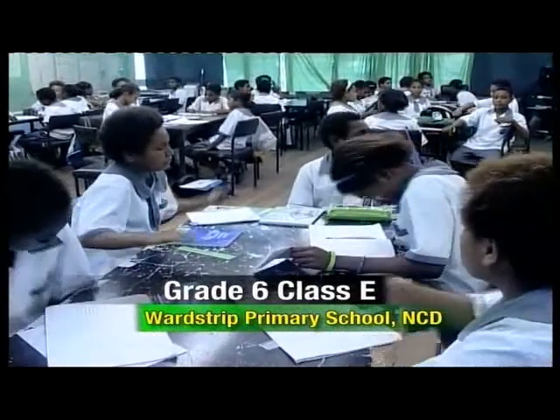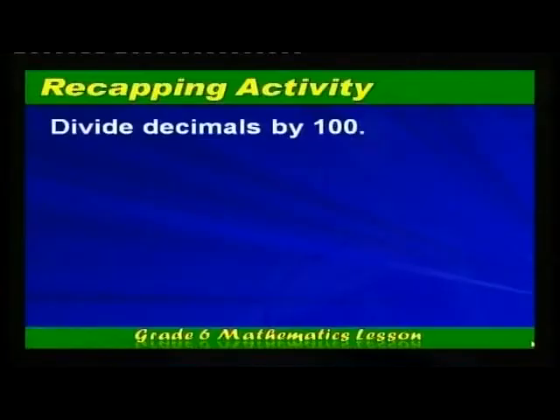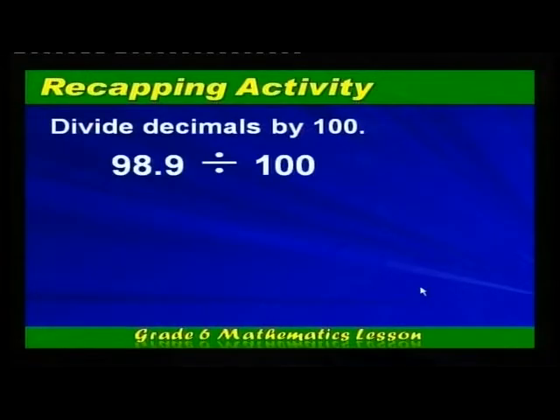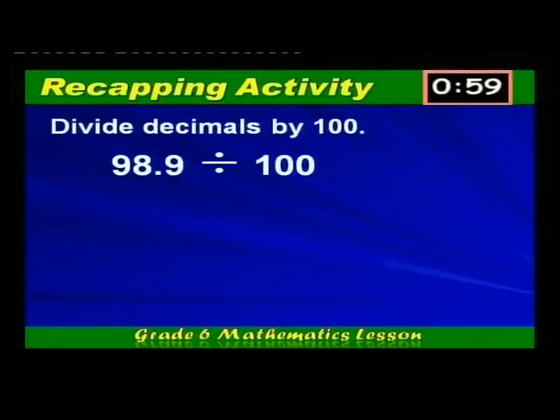Class, today we are going to do a short exercise to revise what we learned in our previous lesson. We will look at dividing decimals by 100. I'd like you to do this. I'll give you only 1 minute to work out this answer on a rough piece of paper. As soon as you finish, we will go through the answer together. You can start. Just 1 minute.